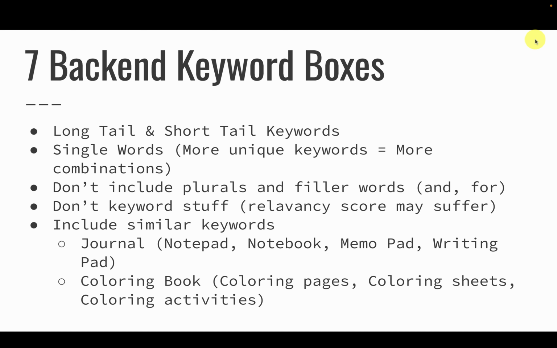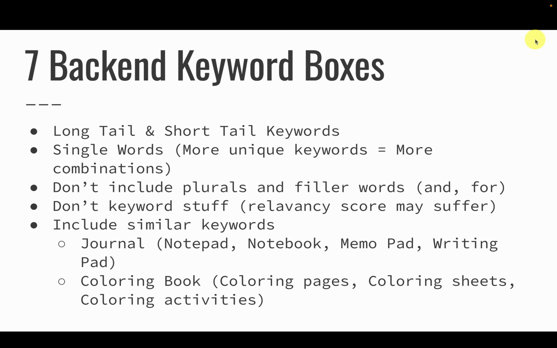One thing that you don't want to do is include plurals and filler words in your keyword boxes. So for example, words like and, for, or plurals. If you put in gift, you don't need to put in gifts with the S, because Amazon won't actually index these words, so you're just wasting space. Another thing is you don't want to keyword stuff, meaning you don't want to put in irrelevant keywords in your boxes just because you're trying to fill in the space. Because your relevancy score may suffer, which basically means that your book might show up on search results that it's not supposed to be, which will hurt its relevancy score.